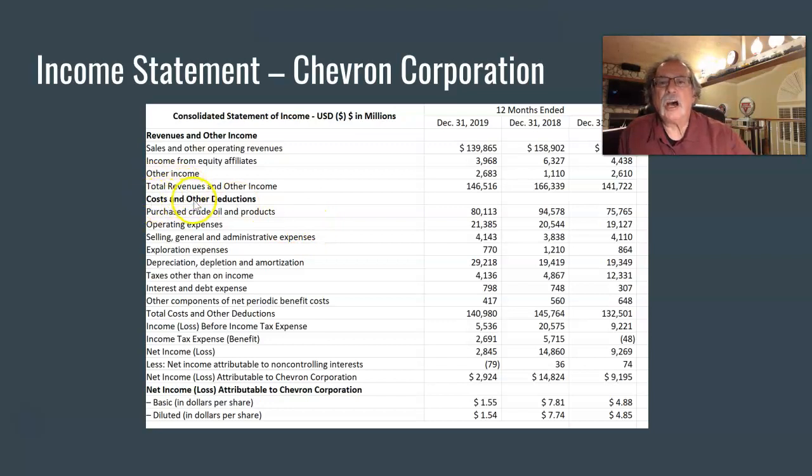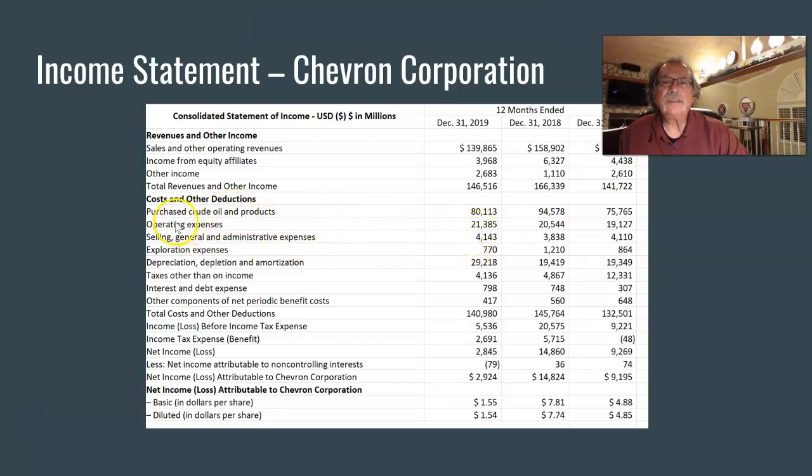And then they have costs. And primarily the costs are... Chevron refines crude oil into gasoline and diesel and sells gasoline and diesel. And so their primary cost here is they're purchasing crude oil and other products. And then they have other expenses.